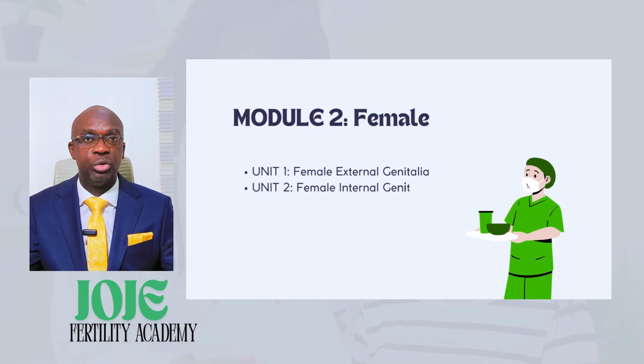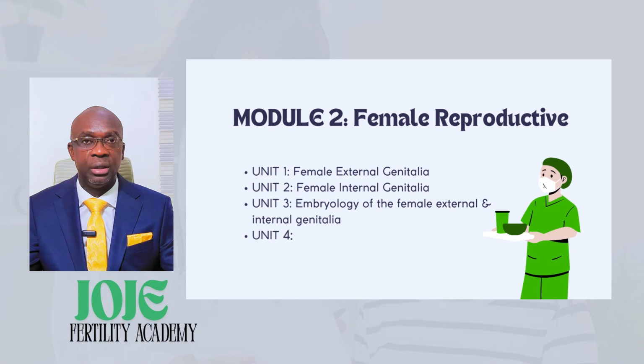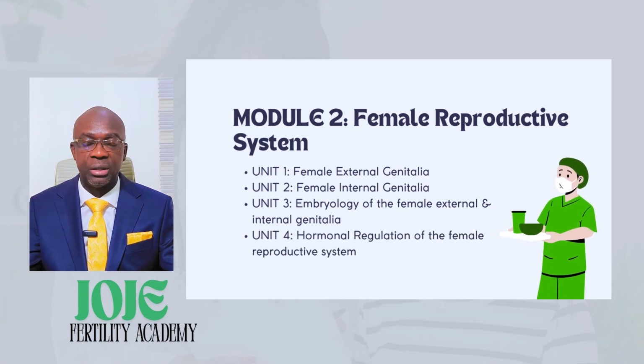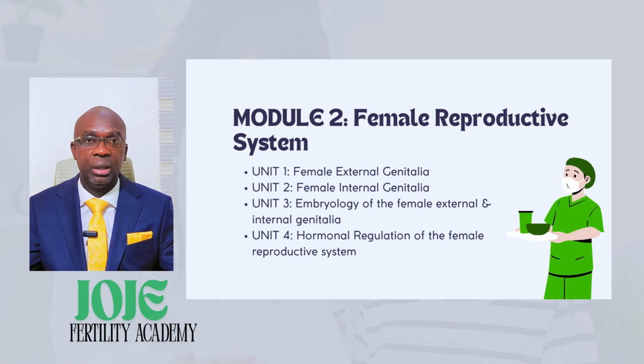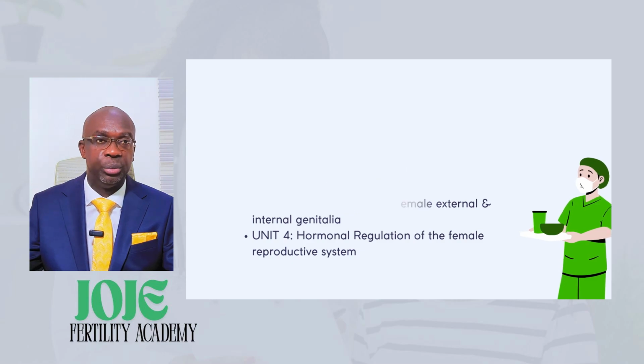In module 2, we will look at the external and internal genitalia, then the embryology of the female external and internal genitalia, and then the hormonal regulation of the female reproductive system. And that is basically giving you the anatomic overview and the physiological overview of the female reproductive system.